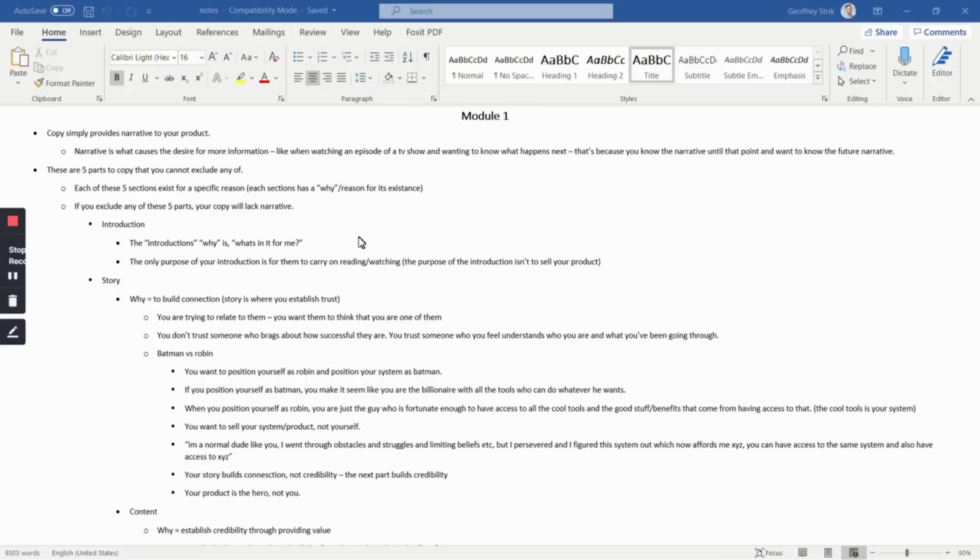So you need to introduce your product in a way that helps your prospect understand that it will help them get to their desired reality. And if you do so, they will pay you attention. The only purpose of your introduction is for your prospect to carry on reading your text or watching your video. The purpose of your introduction isn't to sell your product.